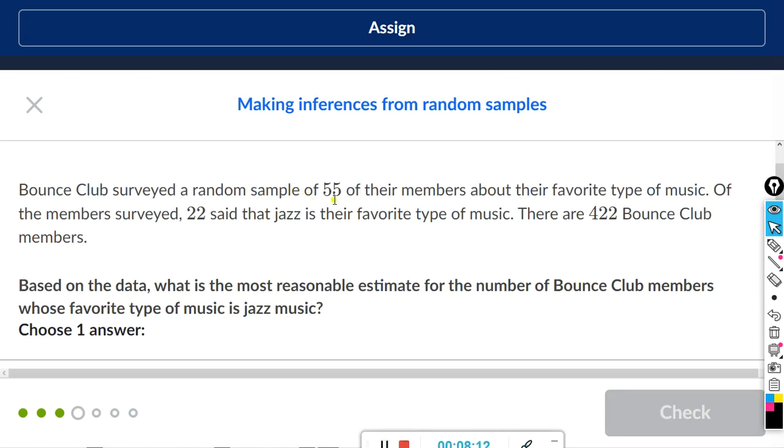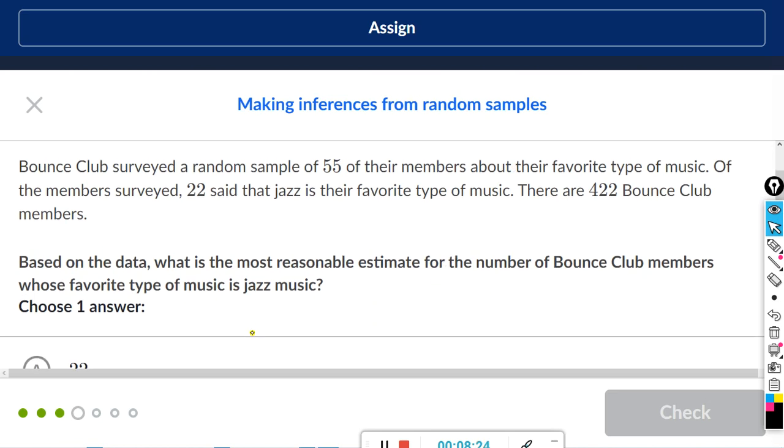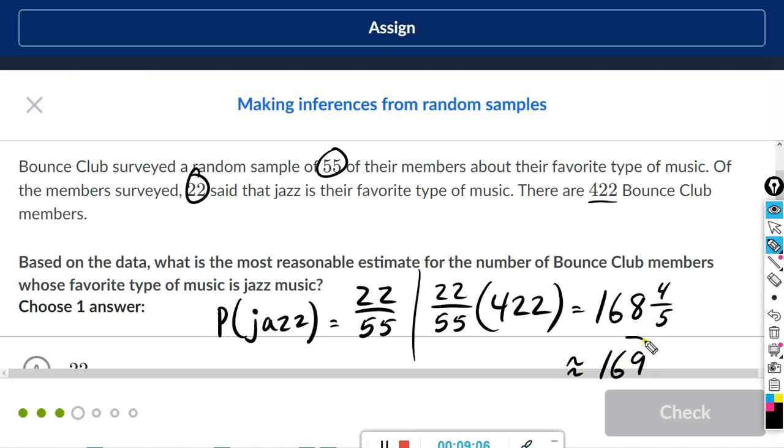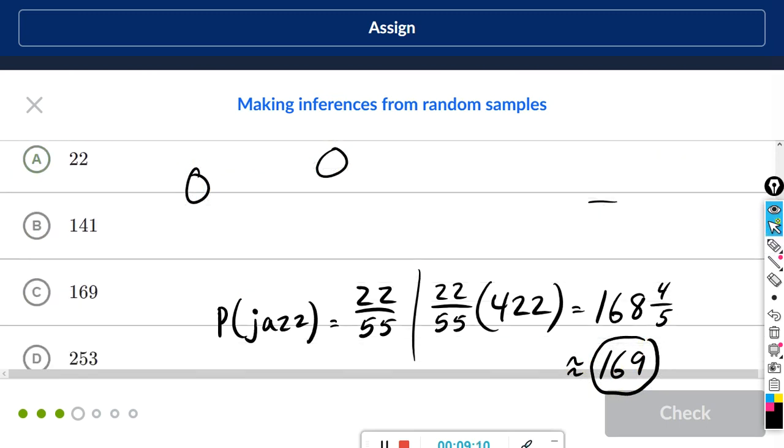All right, last one. They sampled 55 members for favorite music. 22 said jazz, and there's 422 in total. Okay, estimate the number of members whose favorite music is jazz. All right. So probability that the favorite is jazz, 22 out of 55 said it was the favorite. All right. And you just take that and multiply it by the total. Okay, so 22 over 55 times 422. I get 168 and 4/5. 4/5 is more than a half, so that's going to round up to 169. Answer C.